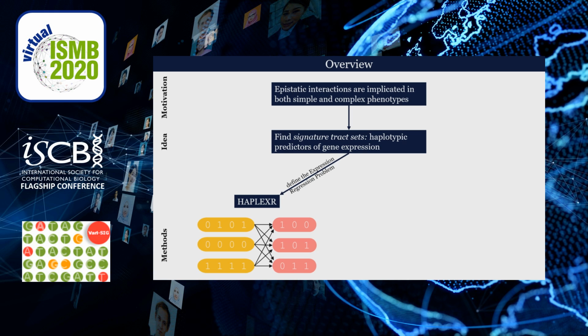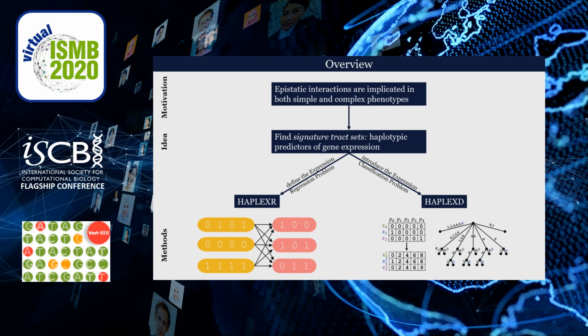So first I'll define more formally what exactly I mean by the expression regression problem, and present one of the methods, HaplexR, that we've developed to address it. And after that, I'll introduce a new problem, the expression classification problem, and present our second method, HaplexD, tailored to that.